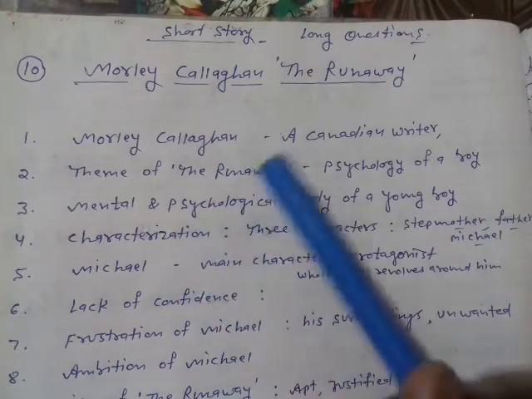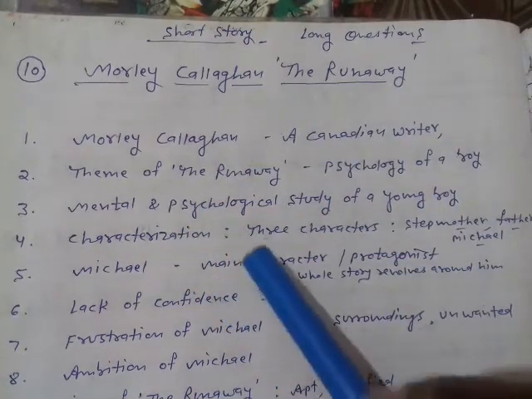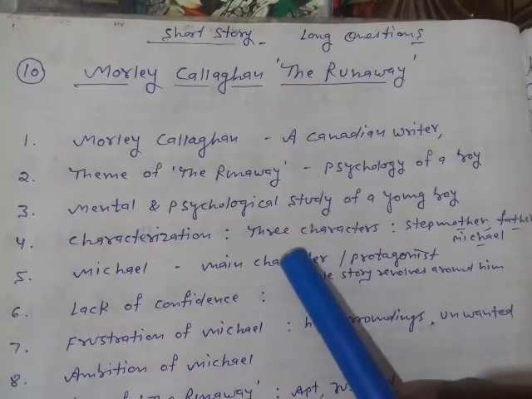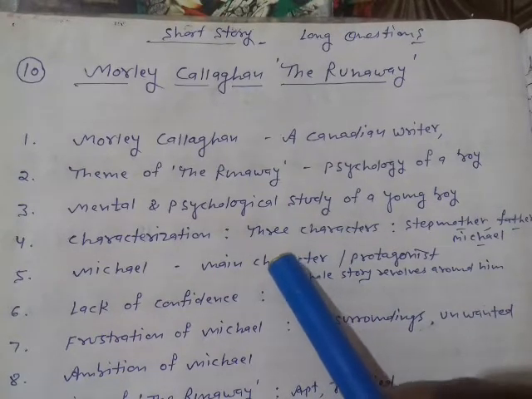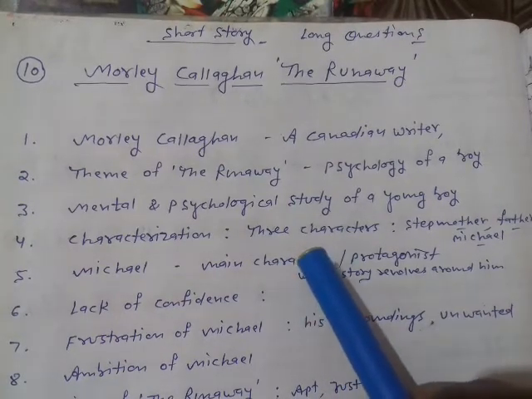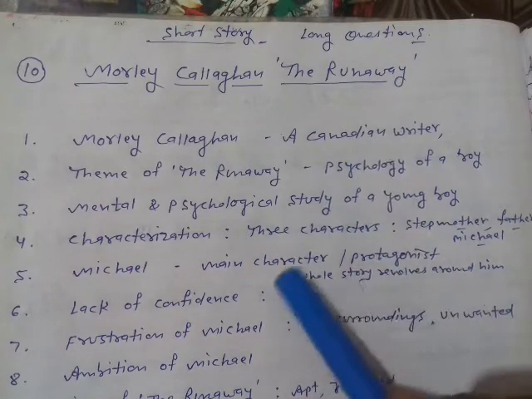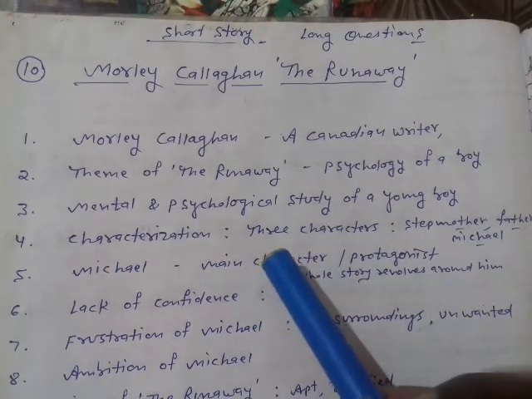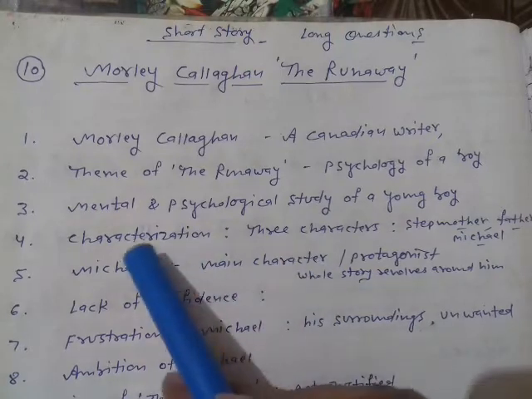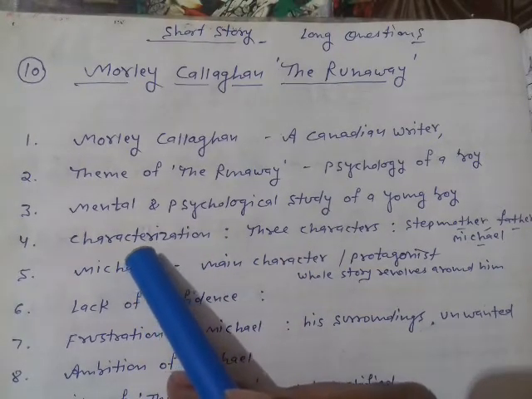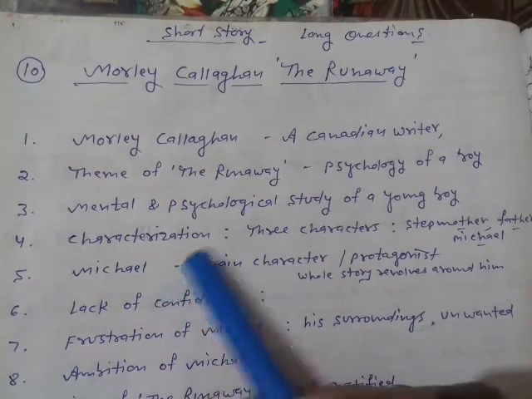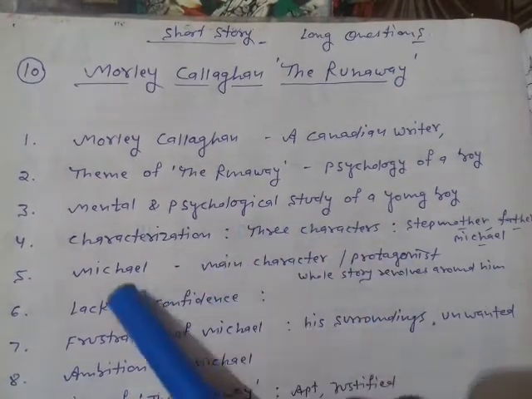For example, in this short story, The Runaway, we have only 3 main characters. Okay, first of all, Michael and his father and his stepmother. All 3 are major characters of this short story, right? Michael, his father, and Michael's stepmother. So within few lines if you want you can give a little description of all these characters, right?